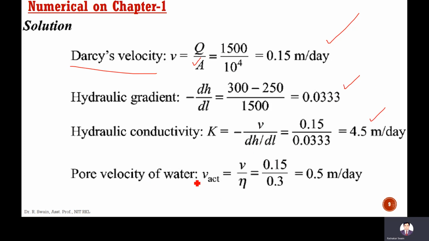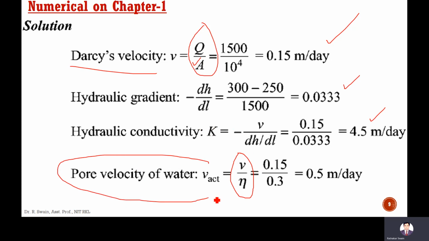So pore velocity of water, that already we have discussed. Pore velocity of water is the velocity which we have calculated using this Darcy's equation, or using discharge by area. That velocity divided by porosity is called pore velocity or actual velocity, because velocity of water occurs through the pores only.